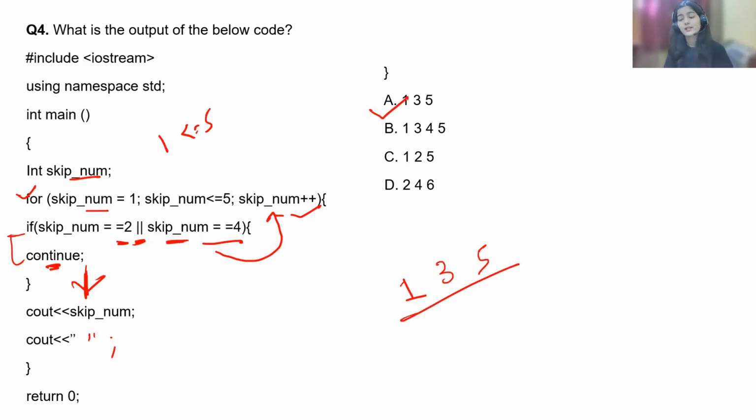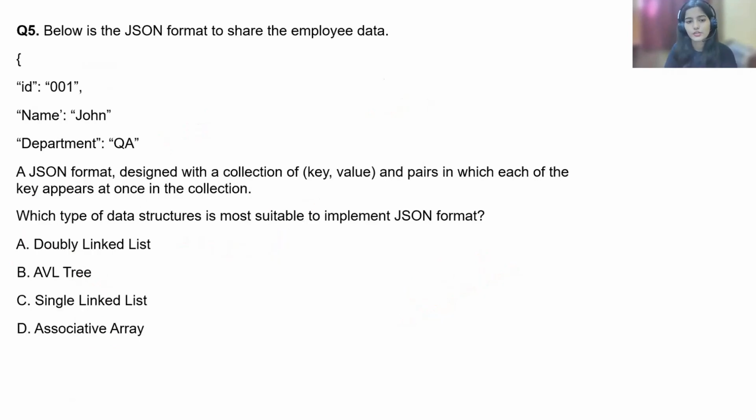You can understand how easy the questions are going to be. Well, let's move to the next question. So here's our next question. Below is the JSON format to share the employee data. ID is associated with 001. Name is associated with John and department with QA.